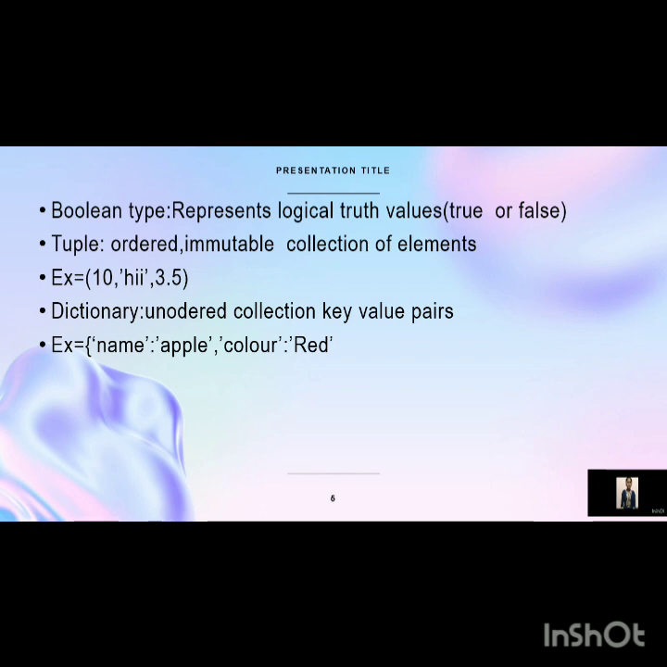The second one is tuple. Tuple is an ordered immutable collection of elements, that is, in a tuple, directly changing the values is impossible. The syntax is tuple name, item 1, item 2, item 3, and so on.